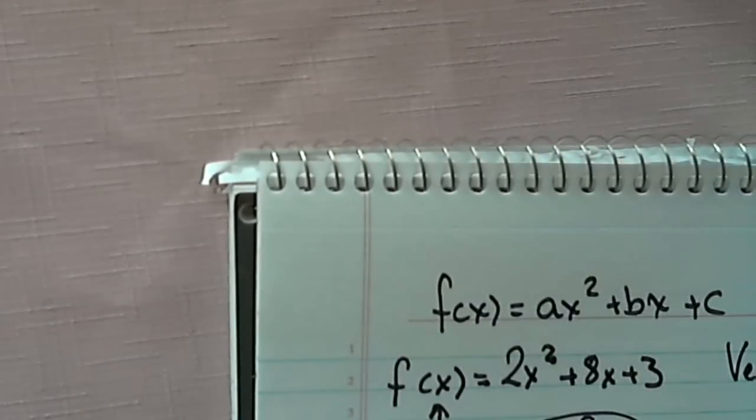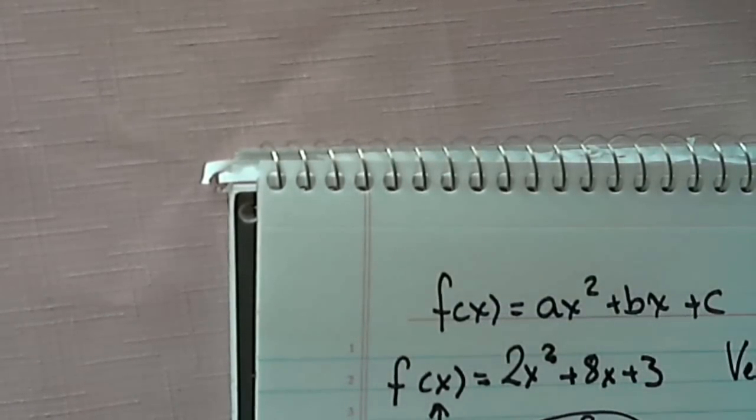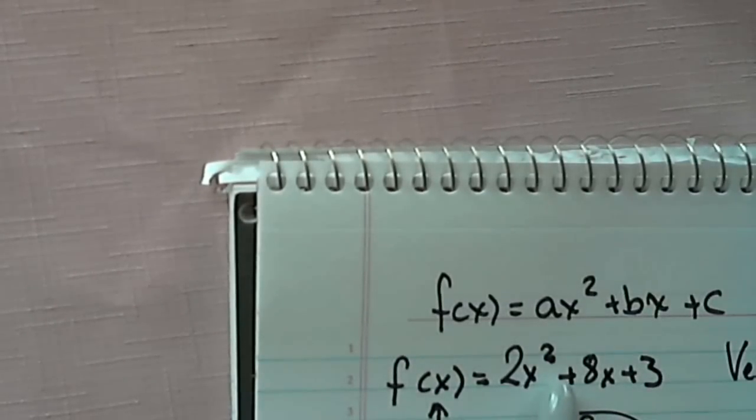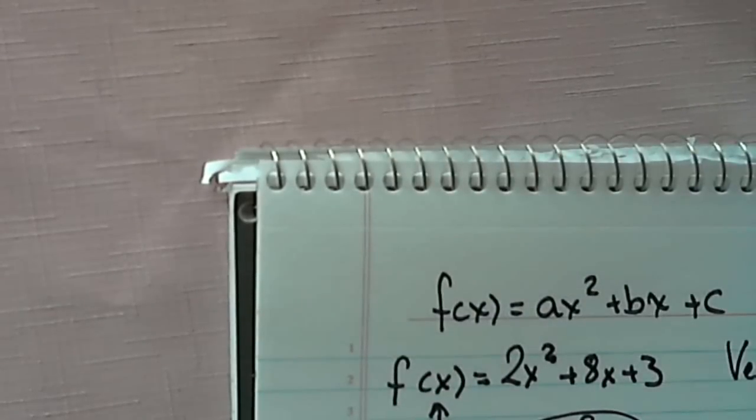Let's look at a quadratic equation and try to find the vertex, the opening, the axis of symmetry, and so forth. The general equation of a parabola is ax squared plus bx plus c, going back to the quadratic formula as well. Now, the function I have is 2x squared plus 8x plus 3. And the first question I have is to find the vertex.